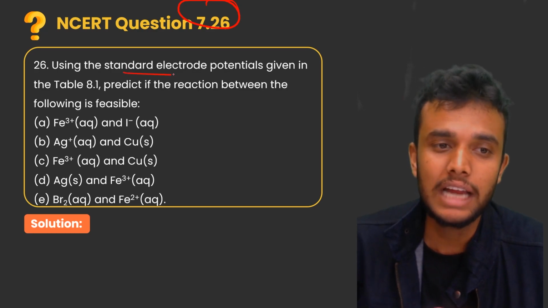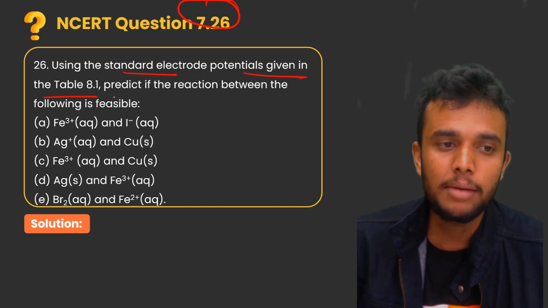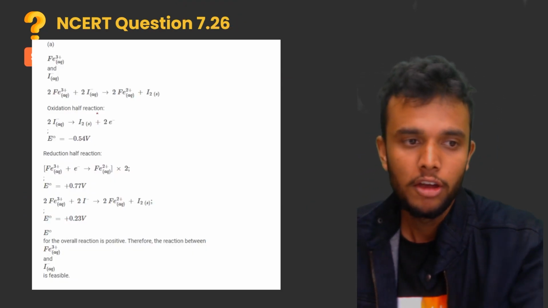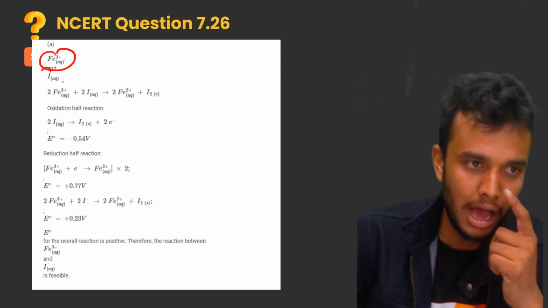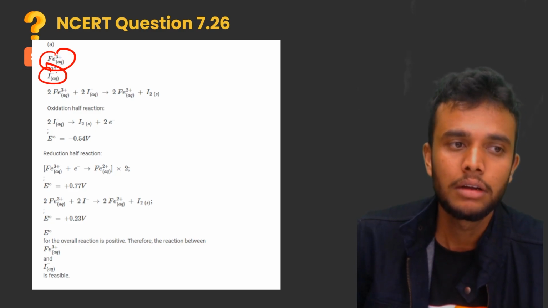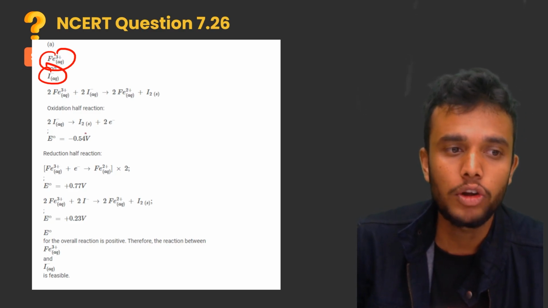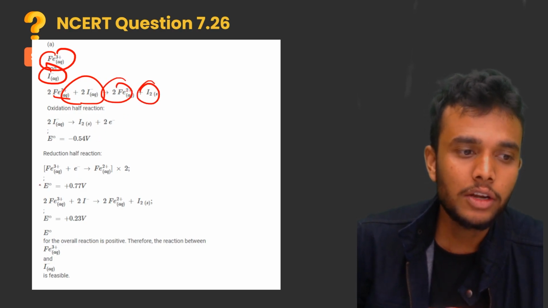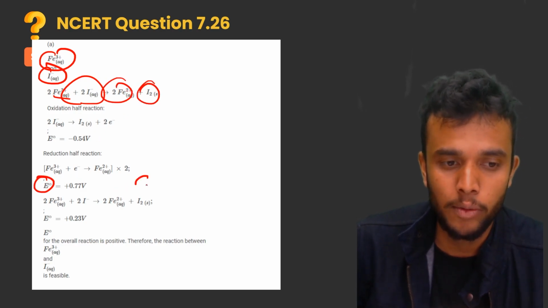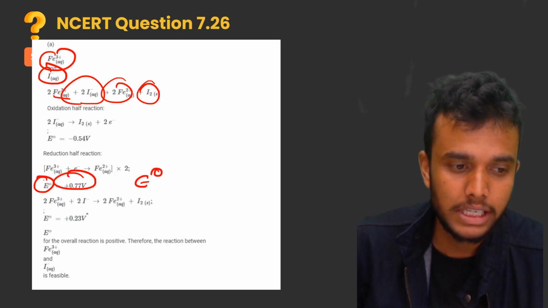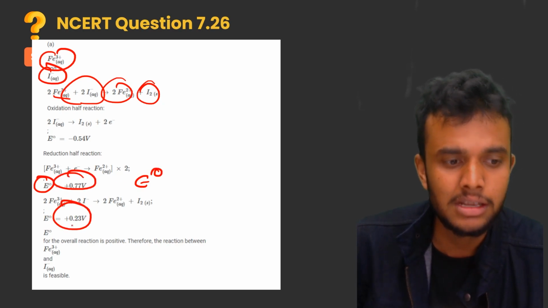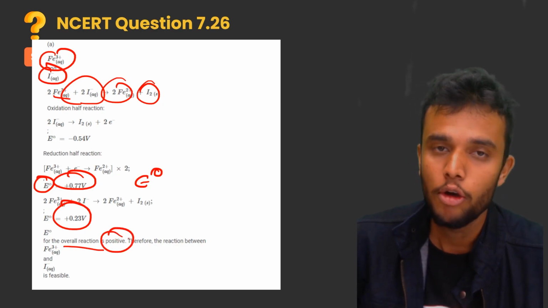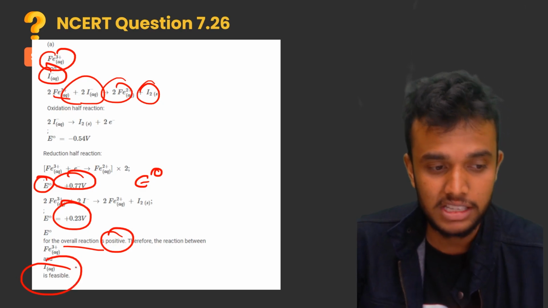The question is, using the standard electrode potential given in table 8.1, predict whether the reaction between the following is feasible or not. First reaction, between iron and Fe3 plus. Iron reacts to form Fe2 plus. According to this, the E0 value is 0.77 volt, and for this reaction 0.23 volt. The overall reaction is positive. That's why it is unfeasible.